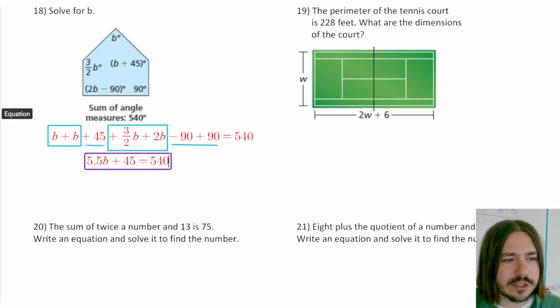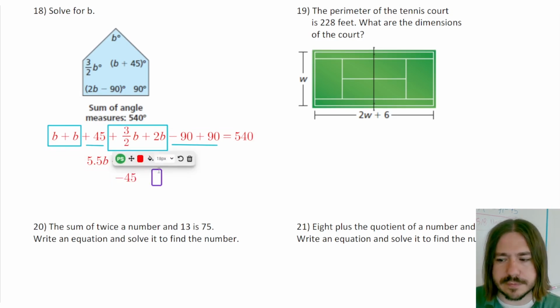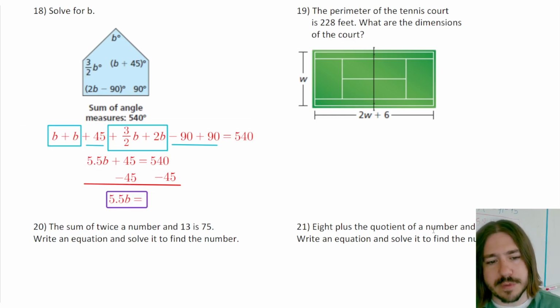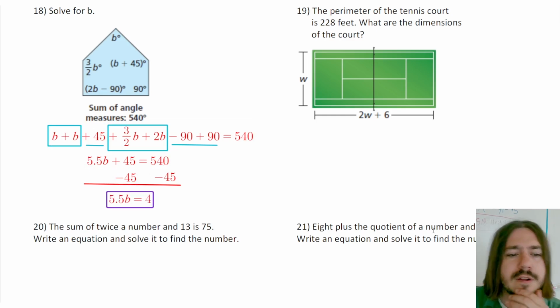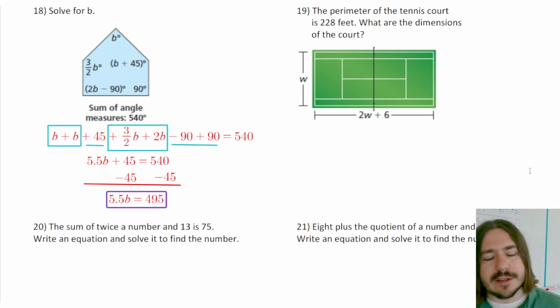We want to take care of the addition first. I'm going to subtract 45 from both sides. That'll give me 5.5b equals 540 minus 45 is going to be 495? Yeah, 495.